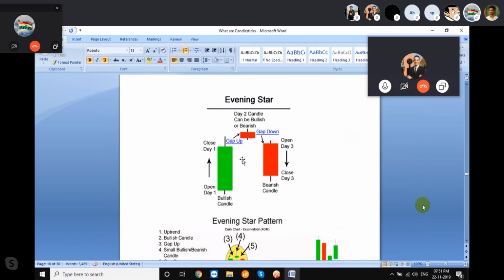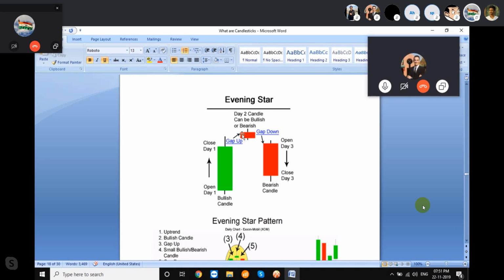So exactly, the evening star forms at the resistance level. It is a combination of three candlesticks. The first candle should and must be a bullish candle. The second candle should be either a bearish or a bullish candle, but it must not be a doji candle. If it is a doji, it's not an evening star. We will not be considering it as an evening star.